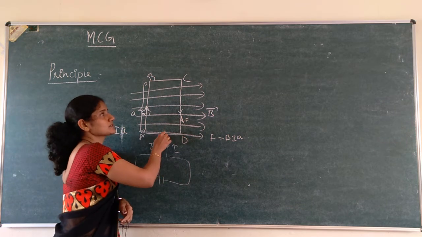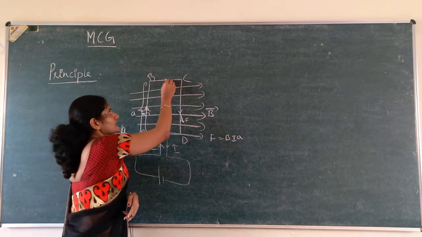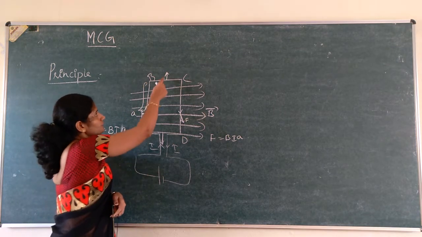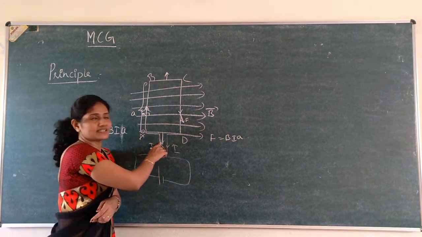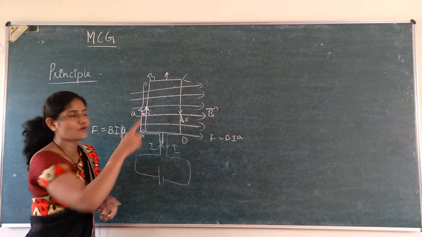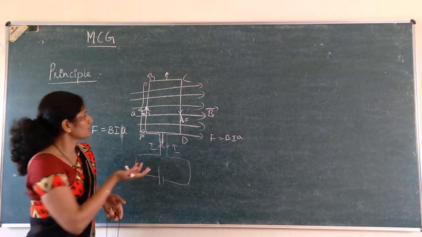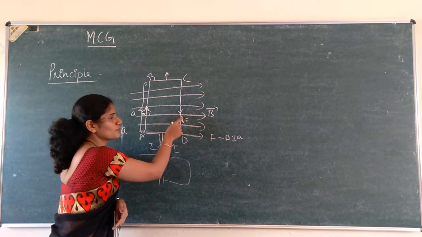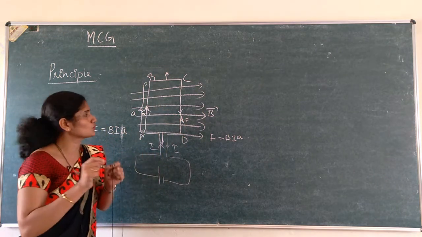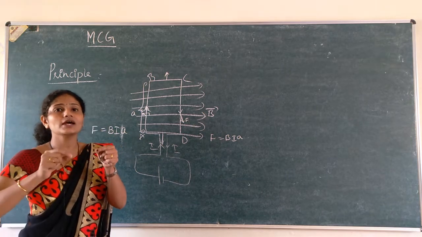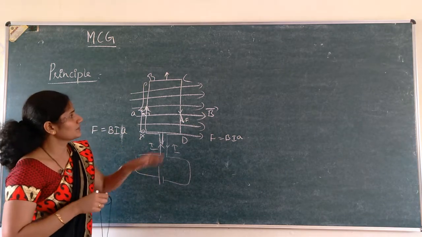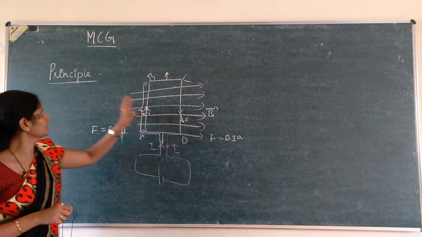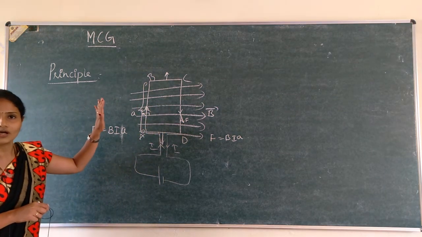On these two arms, the forces are equal and opposite, and they act like this. If forces act like this, then due to these two forces, net force is 0, but we don't have any torque. But due to these two forces, we have torque, and due to that torque, the coil will rotate in the presence of magnetic field. So, this is the basic principle involved in moving coil galvanometer.